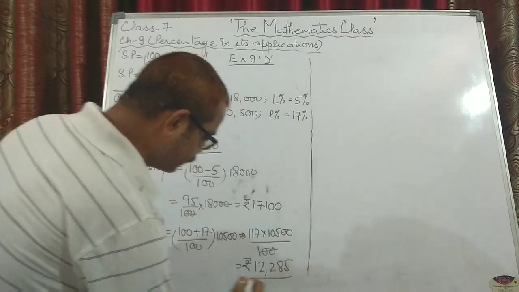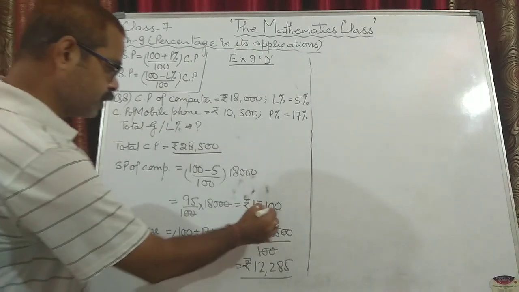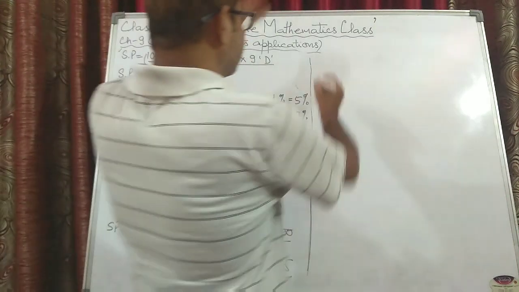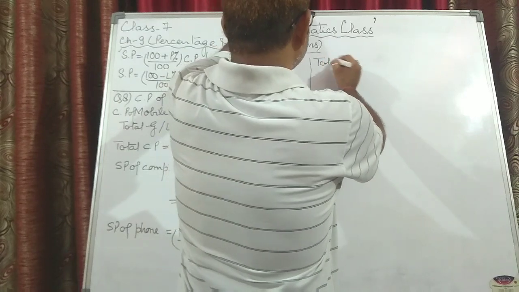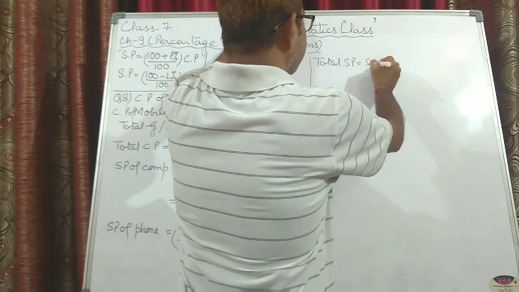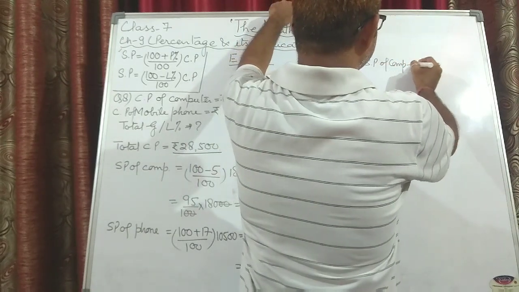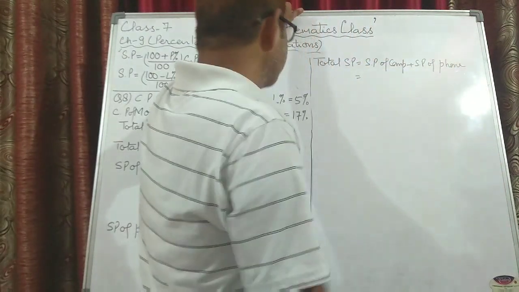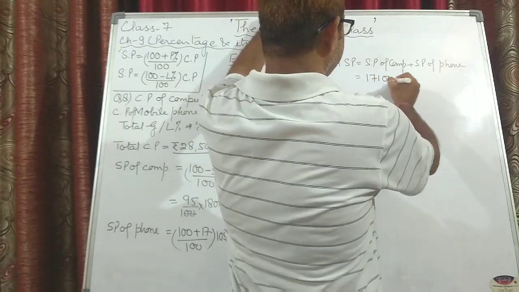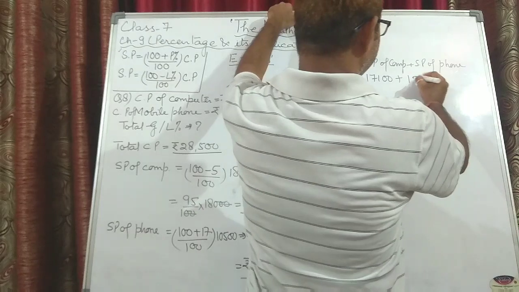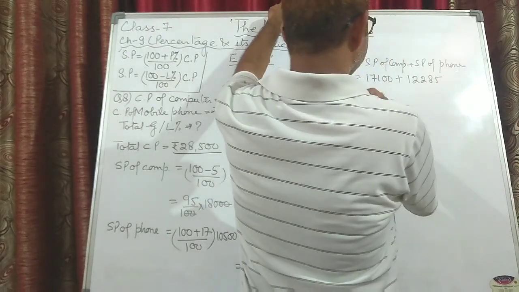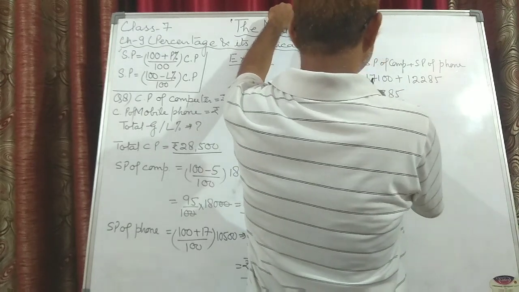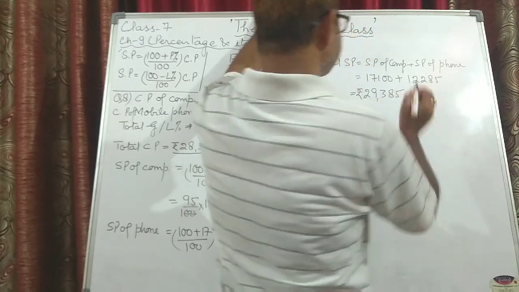This is the selling price of phone and 17,100 is the selling price of computer. So we will find the total selling price. Now total selling price will be selling price of computer plus selling price of phone. So that is selling price of computer is 17,100 plus selling price of phone is 12,285. So that will be 29,385 rupees is the total selling price.